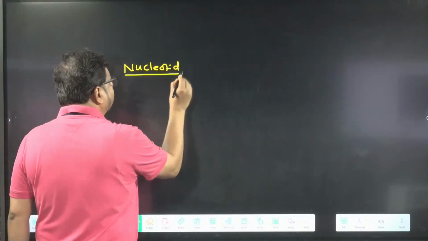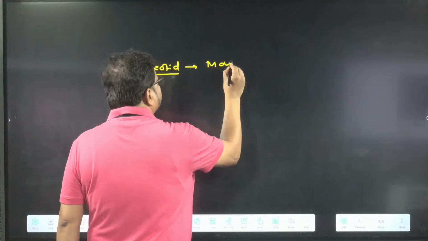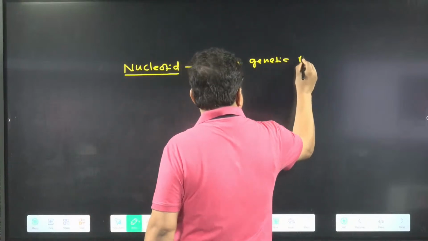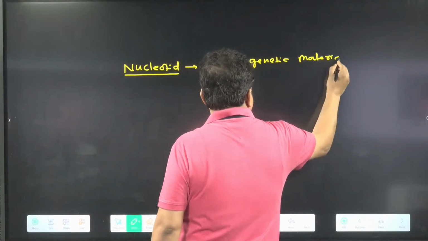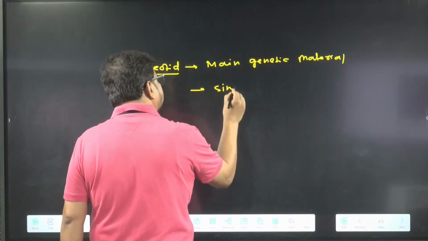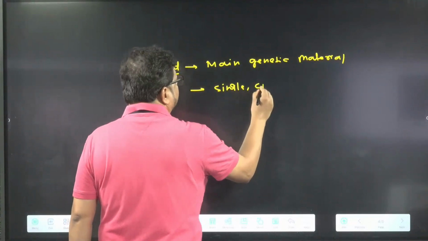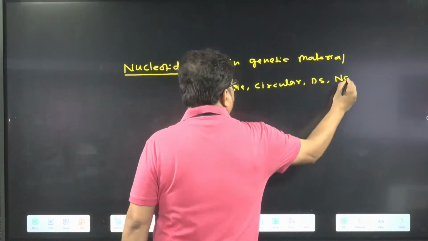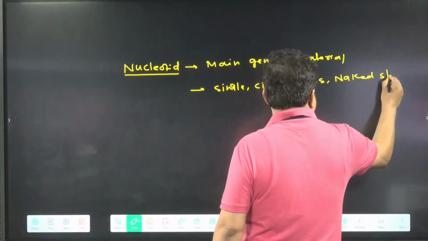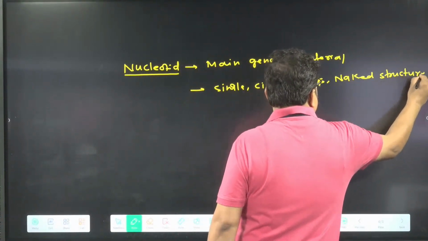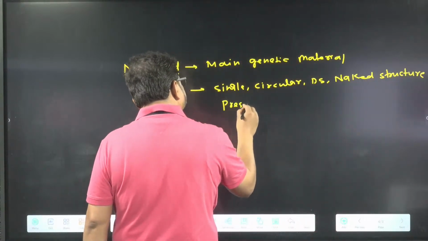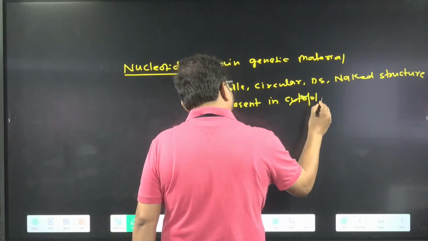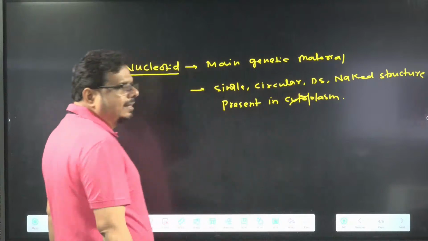Difference between prokaryotic and eukaryotic cell I already covered. So nucleoid is the main genome, the main genetic material. And you know about it: it is a single, circular, double-stranded, naked structure present in cytoplasm. I wrote about it earlier also. Got the idea? So nucleoid is over, nothing more discussion.